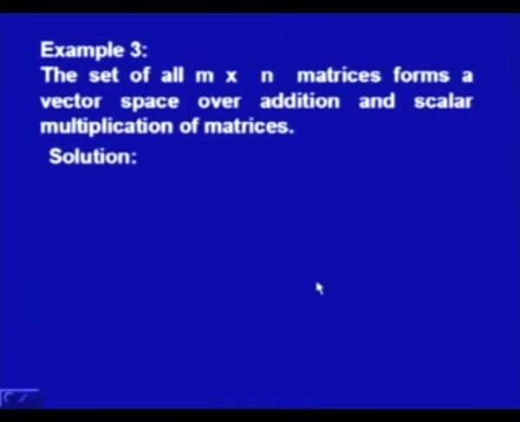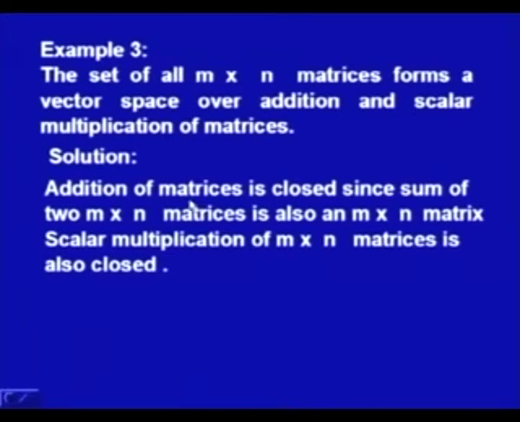The third example is the set of m by n matrices. They also form a vector space over matrix addition and scalar multiplication of matrices. Now, to prove this, one can say that addition of matrices is closed, because if we are given two m by n matrices, then the sum is also an m by n matrix.